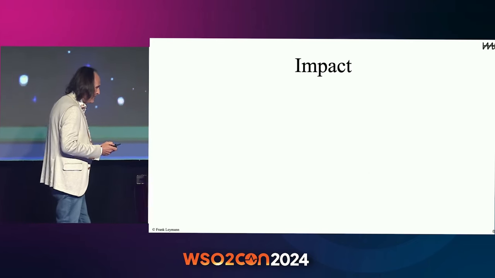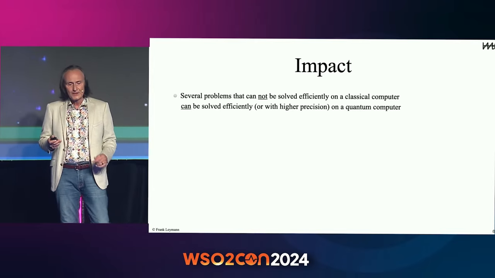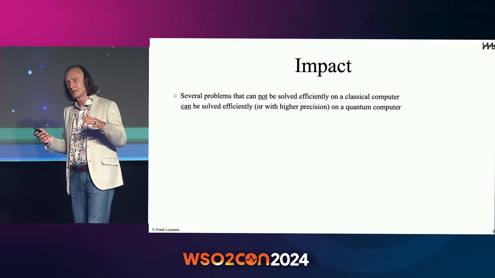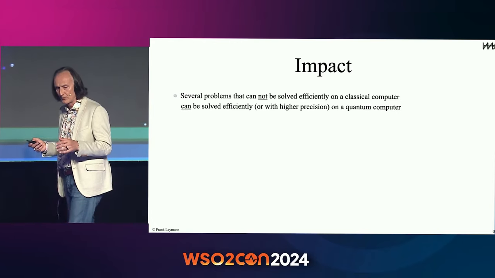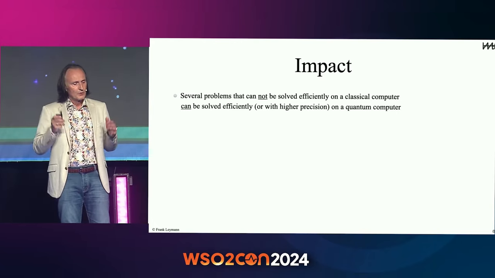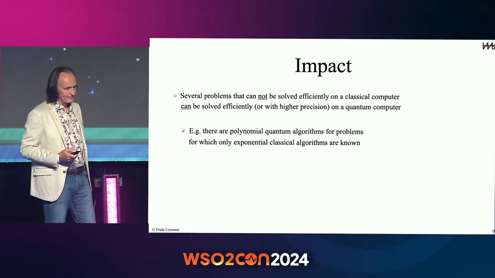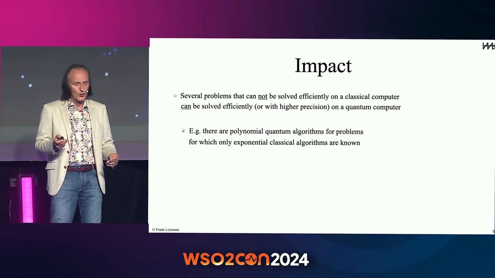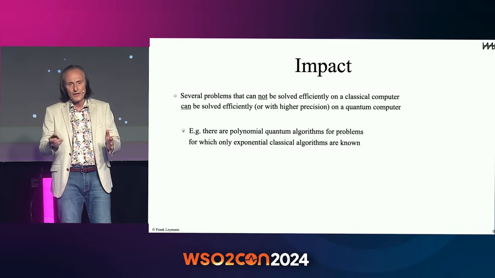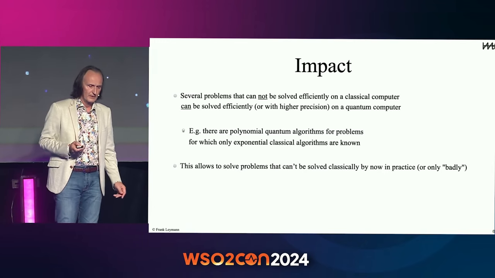So what will be the impact of quantum computers on us? First of all, several problems that cannot be solved efficiently today on a classical computer can be solved efficiently, or with higher precision, on a quantum computer. And there are polynomial algorithms for problems which are known to have only exponential classical algorithms. We will come back to a couple of examples.